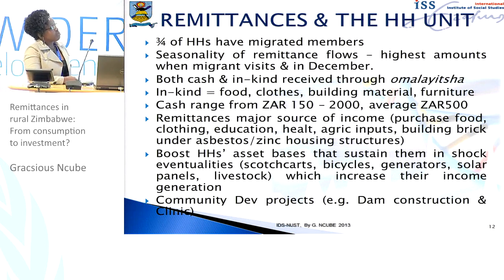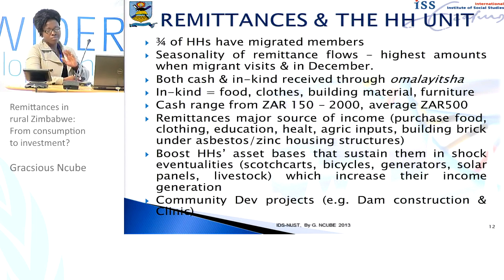In-kind remittances mainly consist of food, clothes, building material, furniture, among other things. And cash remittances basically range from 150 South African rands to 2,000 thereabout, and the average being 500 South African rands, which is more or less equivalent to 50 United States dollars.